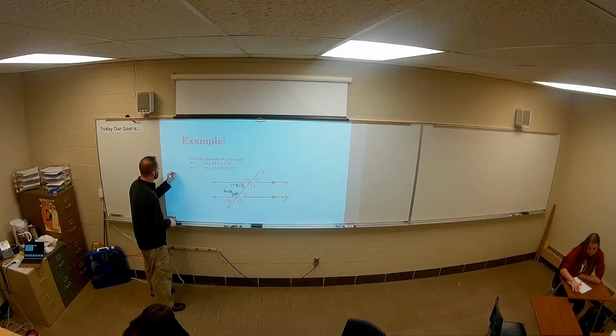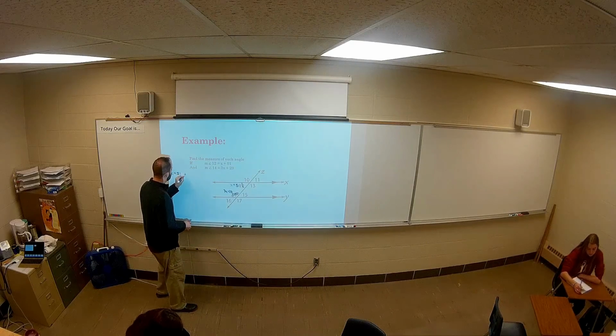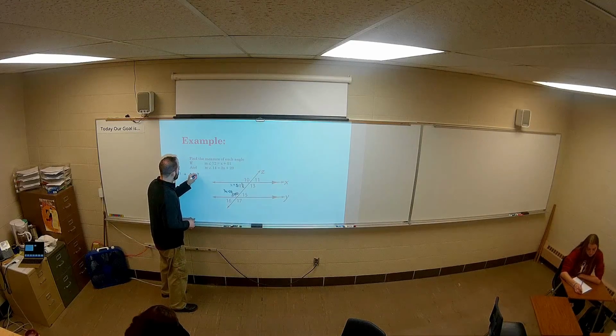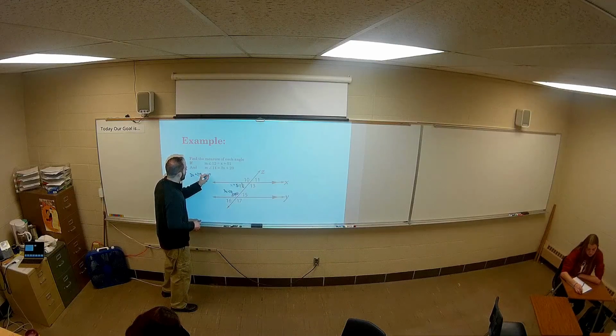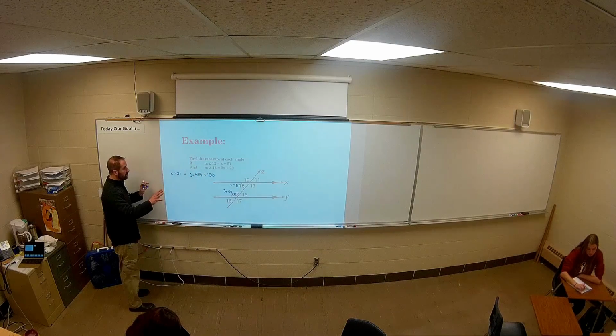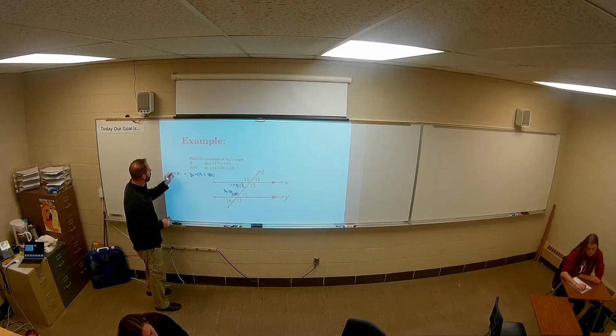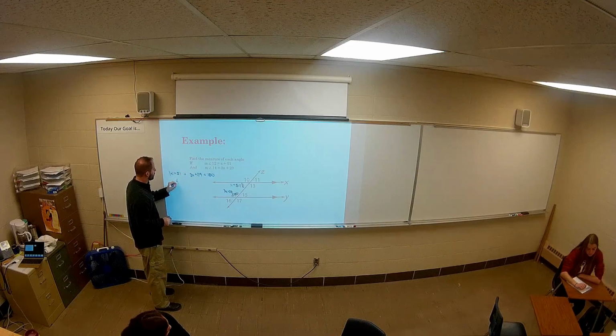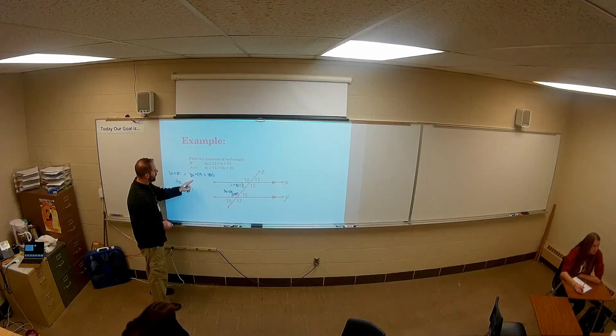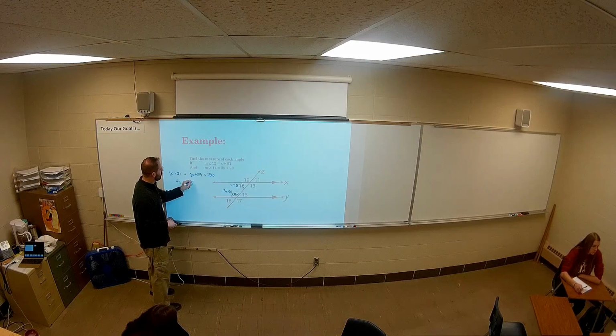So that's what I'm going to do. So x plus 51 plus 3x plus 29, and that has to make 180. Okay, so we do a little bit of math here. So that's 1x plus 3x, which is 4x. These add to make, what is that, 80?